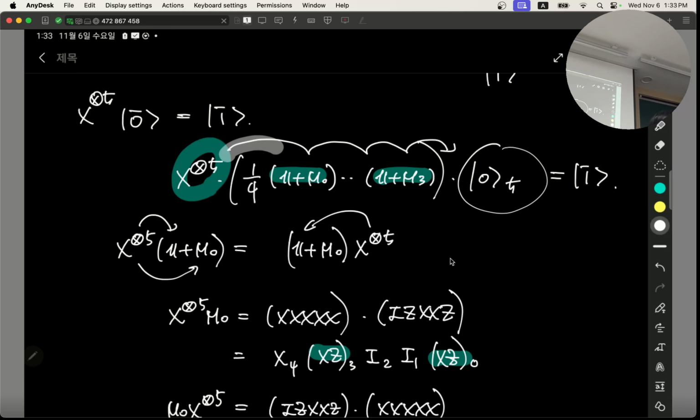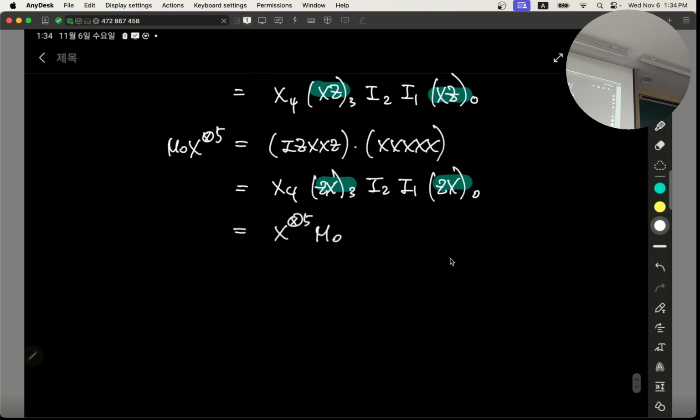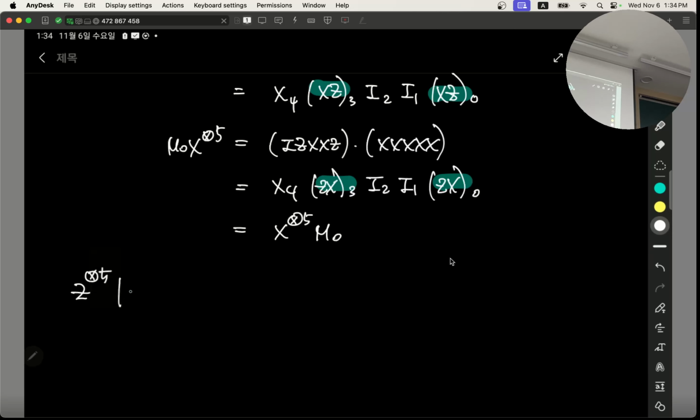Okay, so now we have a logical 0, the concept of qubit 0 and qubit 1, and the X operation. How about the Z operation? We simply take, let's see, Z5 applied to 0. What will happen?